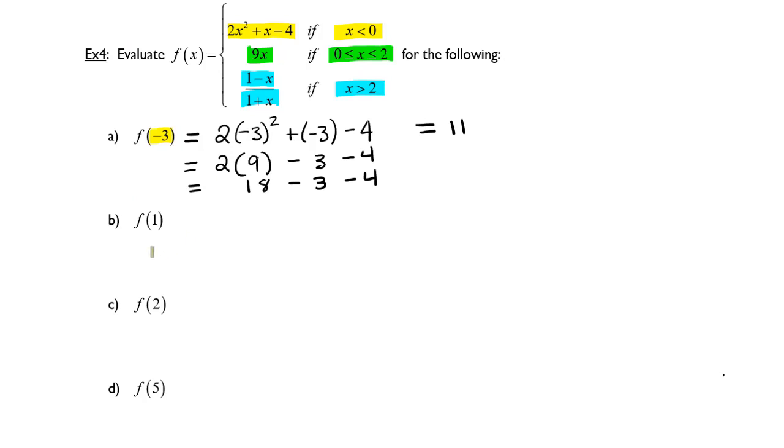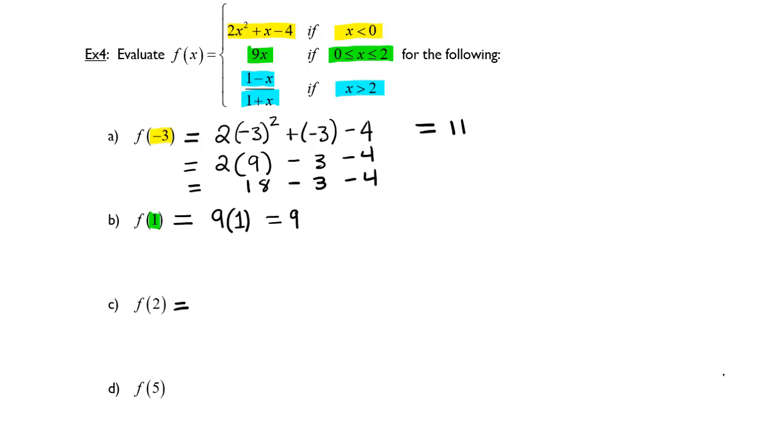Now let's try 1. 1 is on the interval from 0 to 2. So the rule that corresponds to that is 9x. But wherever I have an x, I substitute my input. 9 times 1 is just 9. Now let's take a look at f of 2.